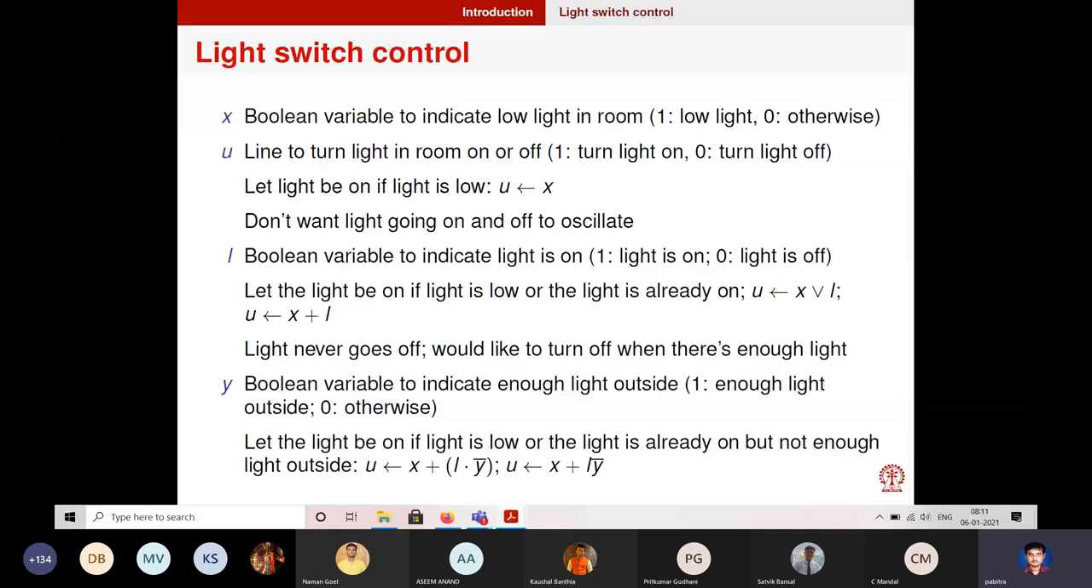So if we read the line, if the room light is low, or the light is already on but not enough light outside. The fact that the light is already on but not enough light outside can be represented by L and complement of Y, L and Y bar. So if any of these two cases happen, that is either the room light is not enough, or the light outside is not enough and the light is already on, U is turned on. So naturally, you can express this as X plus L and Y bar. By the way, OR we write as plus and AND we write as product, multiplication, dot. So X plus L dot Y bar would give the output U.